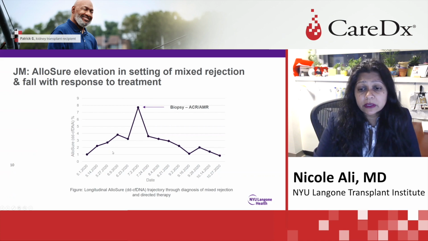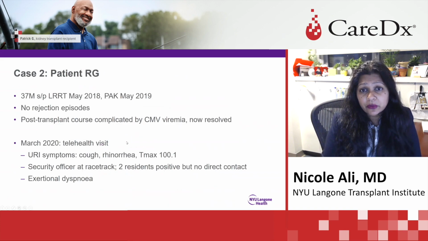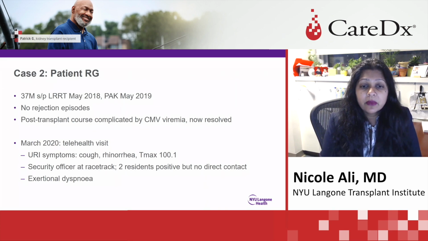modulated that more easily. In the next case I'll share, this is a 37-year-old who got a living donor transplant in May of 2018, followed by a pancreas after kidney in May of 2019. He had a relatively smooth course in terms of rejection, but he did have CMV viremia, which resolved relatively quickly after his pancreas transplant. In March of 2020, during a routine telehealth visit, he mentioned that he had some cough, rhinorrhea, and low-grade fever. This was very much early on in the pandemic.